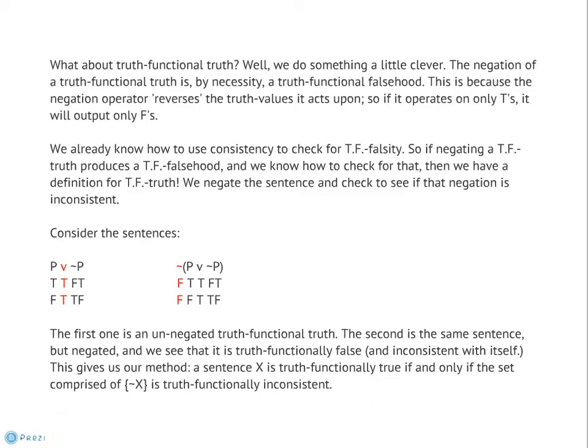So consider the sentences either P or not P, and not the case that either P or not P. The first one is an unnegated truth functional truth. Now the second one is the same sentence but negated. And we see that it's truth functionally false and inconsistent with itself. And this gives us our method. A sentence X is truth functionally true if and only if the set comprised of not X is truth functionally inconsistent. What about the indeterminacy?